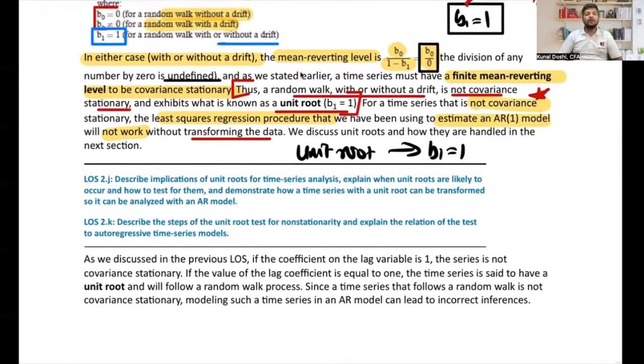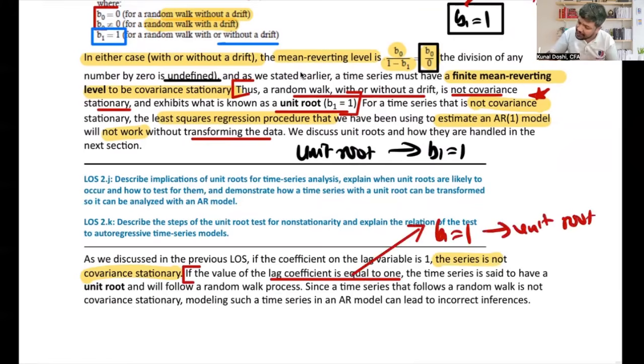First of all, we are going to understand how to detect the problem, and then we will try to fix it. The series is not covariance stationary, which we saw. If the value of the lag coefficient is equal to 1, where B1 equals 1, which is called the unit root problem, then it is said to have a unit root and will follow a random walk process. So I can't use it. Since a time series that follows a random walk is not covariance stationary, modeling such a time series with an AR model can lead to incorrect inferences. Yes, we already know that this is the problem, right?